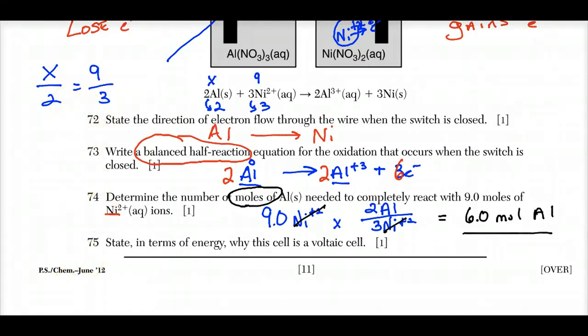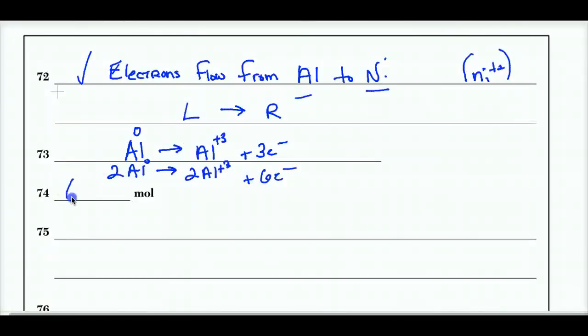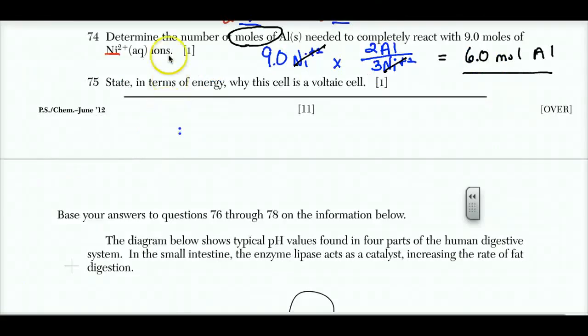Let's go to the chart. Answer booklet. 6.0 moles, and again, significant figures were not asked for, so they're not grading it based on that. So you put 6, perfectly fine. Number 75. Okay, number 75.